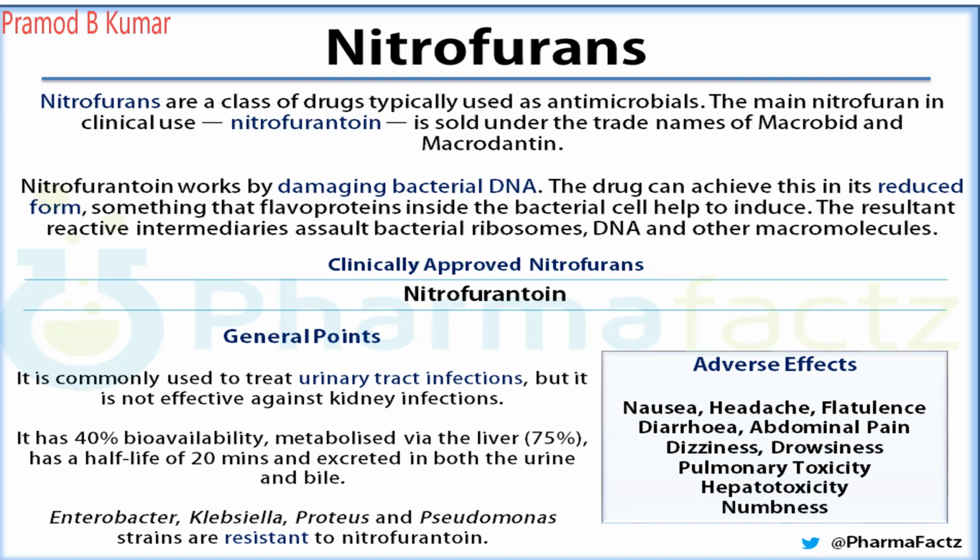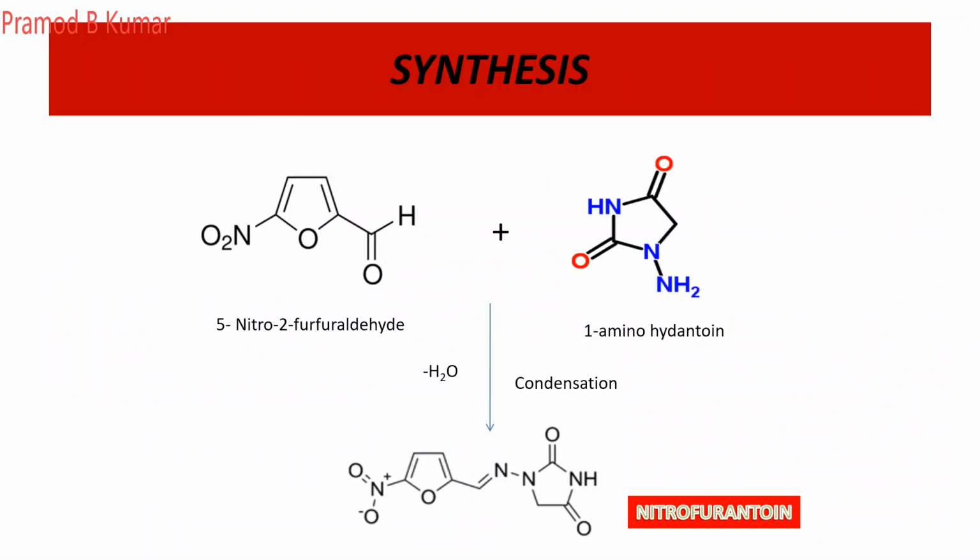Side effects are nausea, headache, flatulence, diarrhea, abdominal cramps, dizziness, pulmonary toxicity, hepatotoxicity, and numbness. So these are some of the side effects of nitrofurantoin. So how are they synthesized? By treating 5-nitro 2-furfural, furan containing a carbonyl group, that is an aldehyde group at the second position, known as furfuraldehyde, which is connected to 1-amino hydantoin. It undergoes a condensation reaction to give your nitrofurantoin.